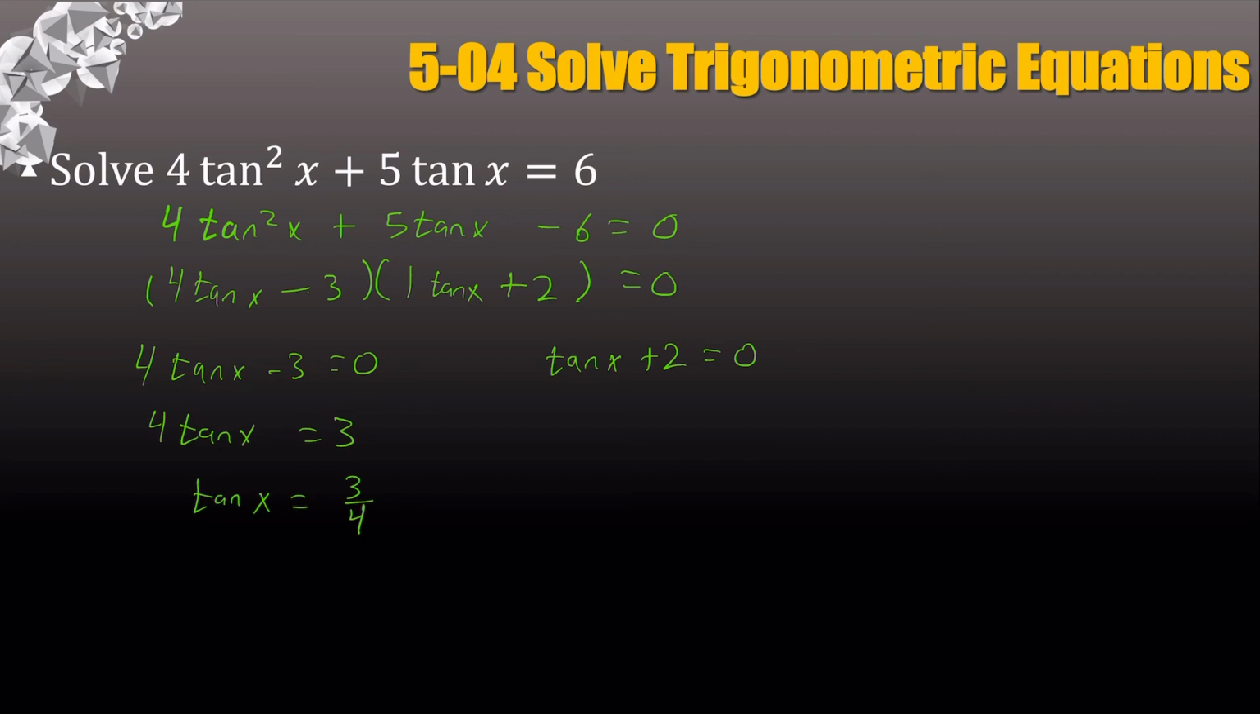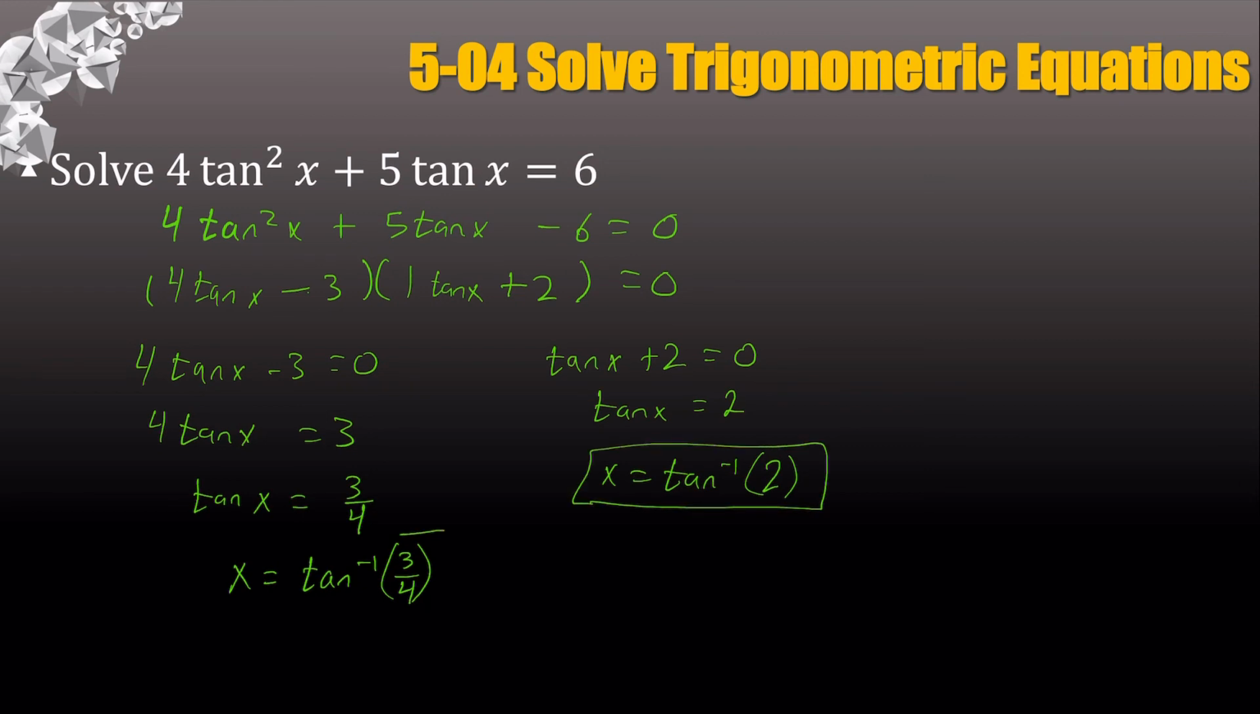Is that on the unit circle? Nope. So if we want the exact answer, we'd have to just leave it as the inverse tangent of 3/4. Same way with tangent of x equals 2. On the unit circle, the special angles, tangent doesn't equal 2. So we would just have to leave it as the inverse tangent of 2. And that would be the exact answers. Of course, you could put it in your calculator and get what the numbers are.